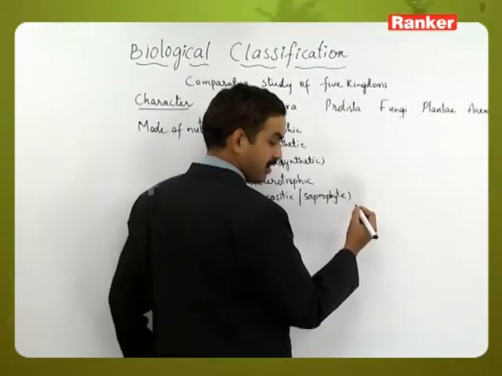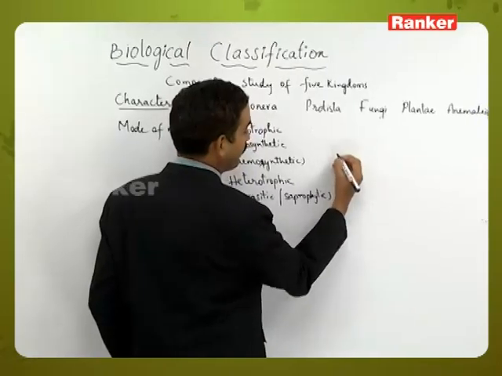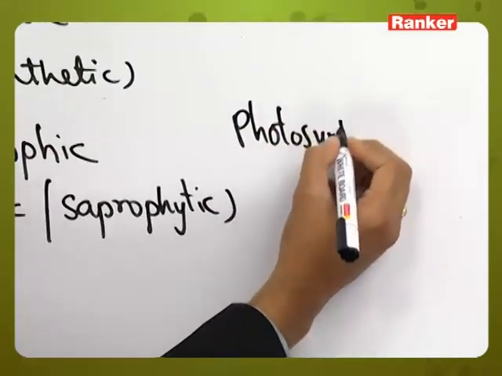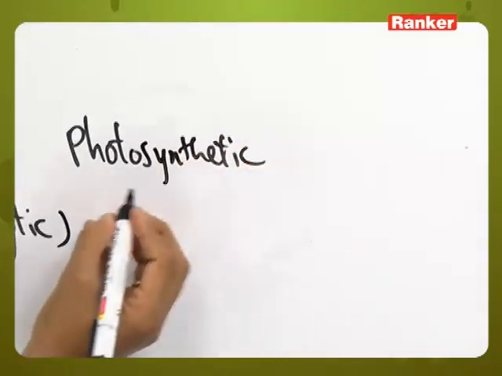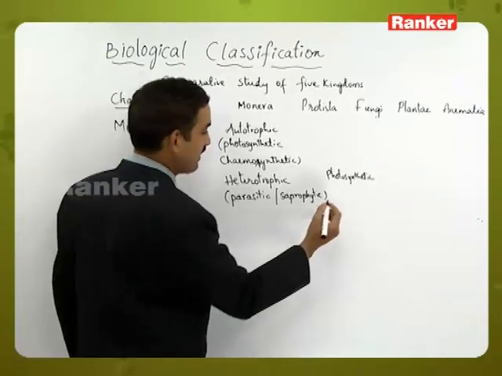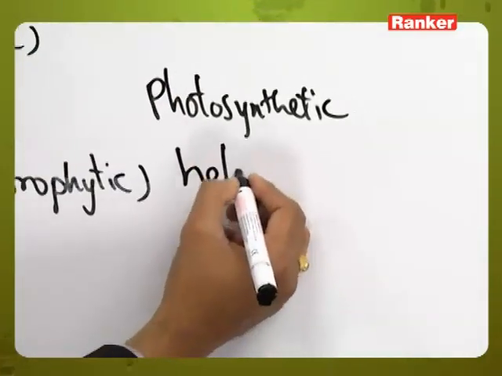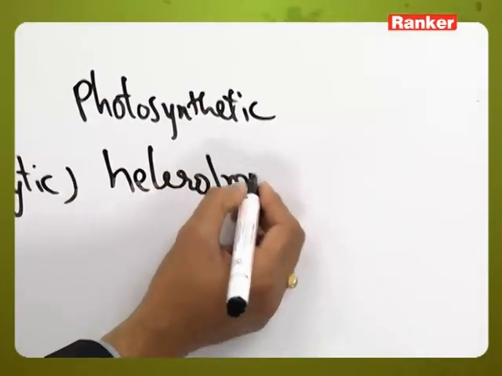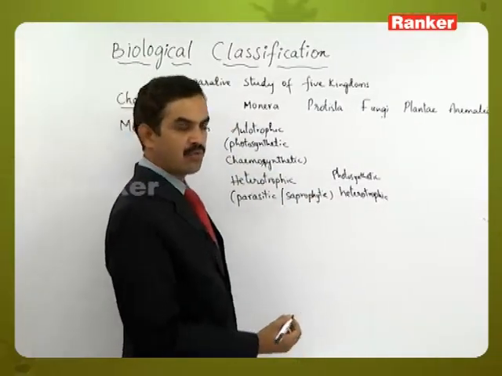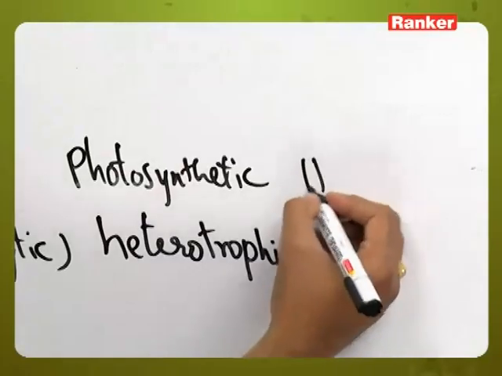When it comes to nutrition, protistans are photosynthetic, and some animals are also included in Protista. That's the reason why some of them are heterotrophic also. And when it comes to fungi, they are heterotrophic.